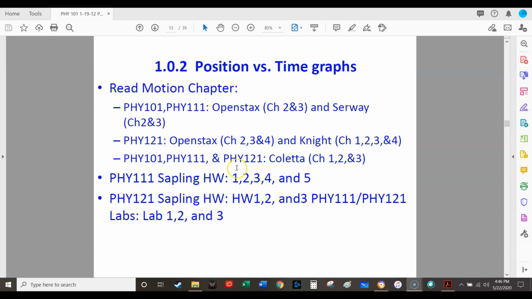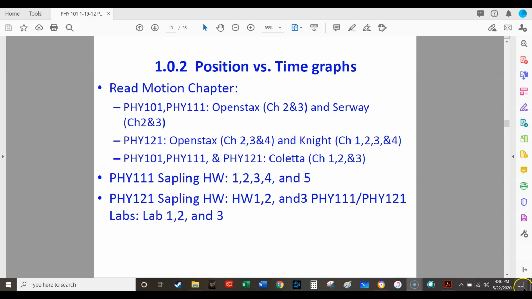If you haven't done the reading, please do so. CLETA chapters 1, 2, and 3, or if you're doing OpenStax in college physics, chapters 2 and 3, or if you're in 121, chapters 2, 3, and 4. Also, please get started on the Sapling homework if you haven't already done so.